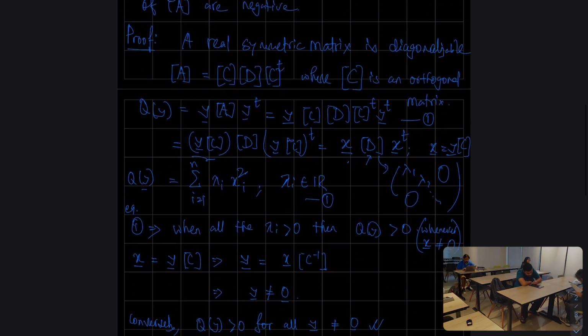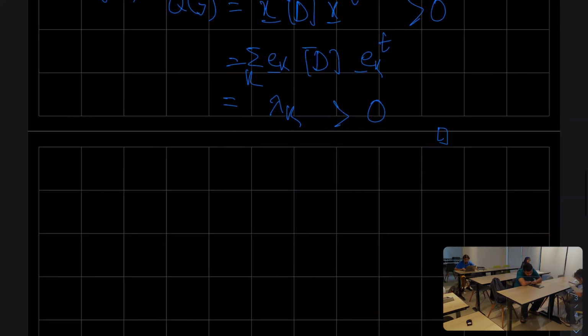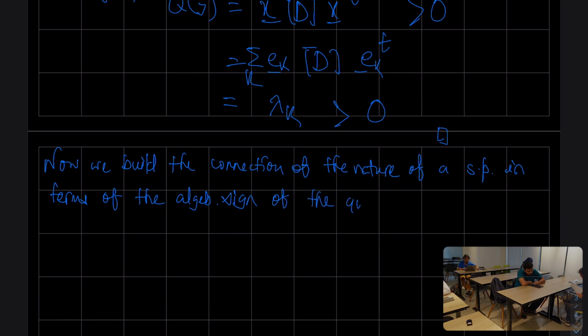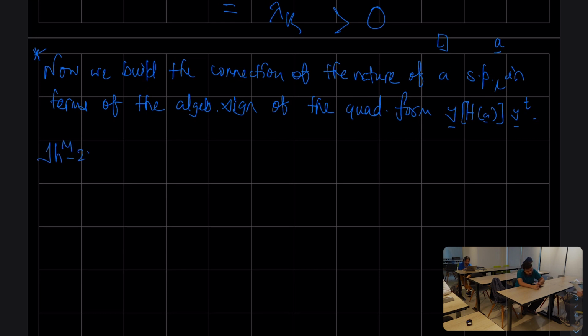Now the main connection is that we build the connection of the nature of a stationary point in terms of the algebraic sign of the quadratic form of the Hessian at A. A is the stationary point, so we are describing the nature of the stationary point A. When we build that, we express it in a theorem.